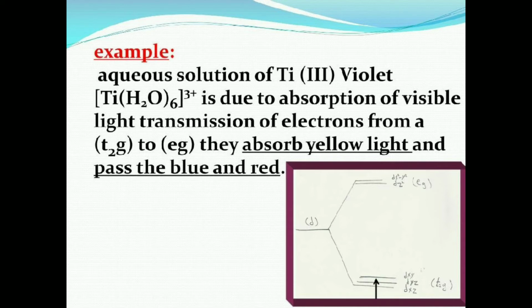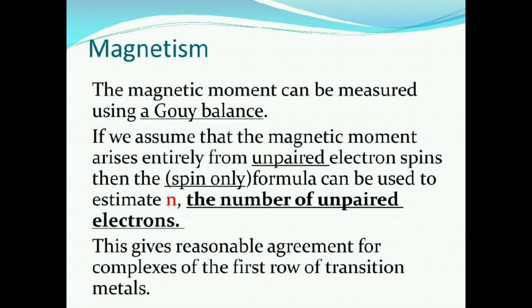Now let us have a new concept, that is magnetism. CFT also explains the magnetism of the complexes. The magnetic moment can be measured using a Gouy balance. If we assume that the magnetic moment arises entirely from unpaired electron spins, then the spin only formula can be used to estimate n, the number of unpaired electrons.